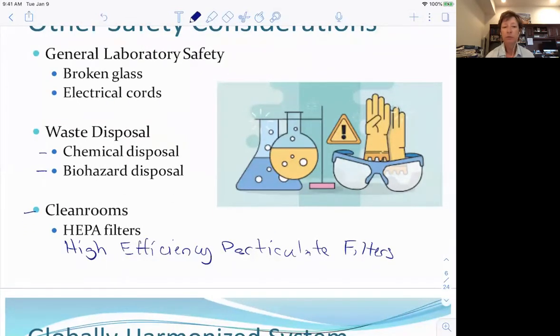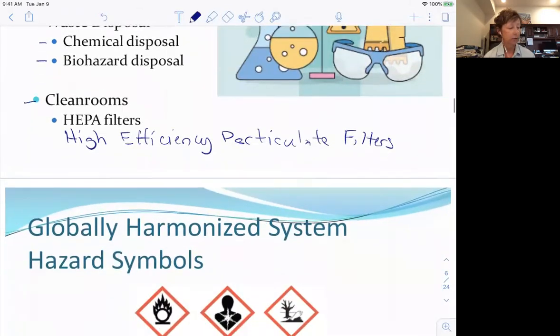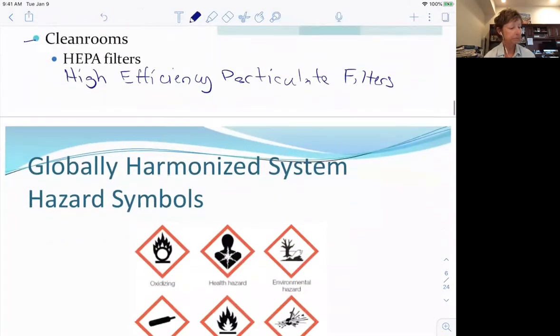If you work in certain kinds of industry, there often are clean rooms, and clean rooms have HEPA filters, which you might have heard of because we have air purifiers and vacuum cleaners with these kinds of filters. HEPA stands for high efficiency particulate filters, and that keeps the air very clean. When you go into clean rooms, you have to be completely gowned up, even your hair covered, because little particles come off of our skin and can contaminate the environment. So critical work in manufacturing or testing and so forth requires a clean room with very clean air.